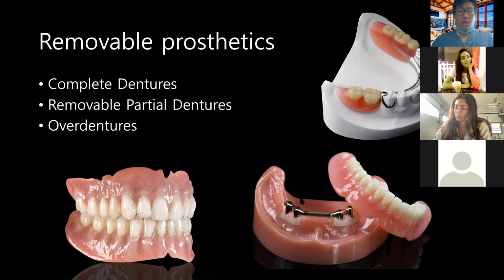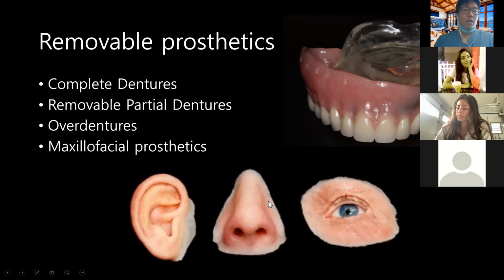And overdentures are same as complete dentures. They're replacing all teeth, but they have more retention thanks to implants. So these are still removable, okay? There's implants, but they're still removable. But they sort of click into place, and so it doesn't move around as easily. So that's removable prosthetics.